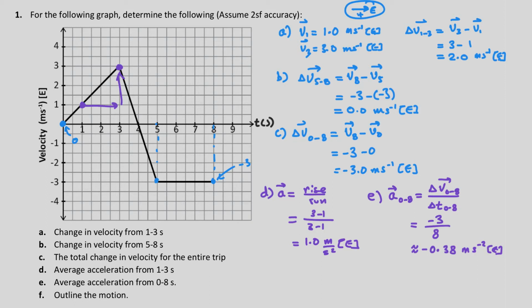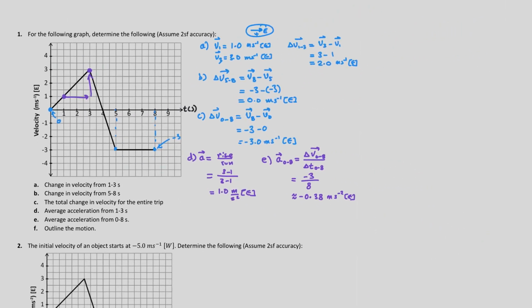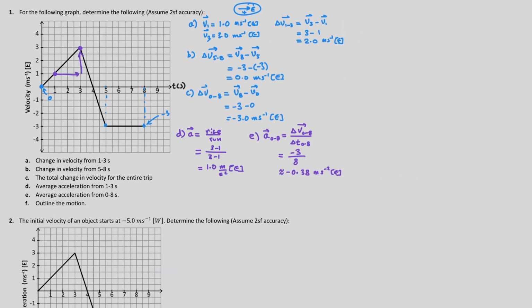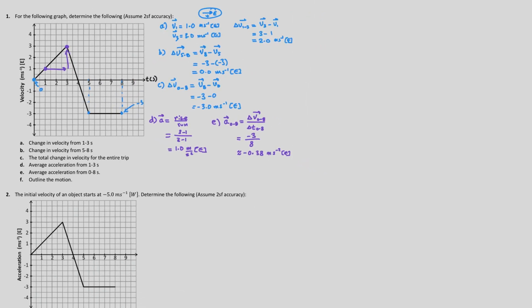Outline the motion. There's a lot happening in here. There are a few regions that we need to consider. Let's do that. We need a little bit more space, so I'm just going to zoom out here and write in this section. The thickness of my pen is going to change, but that should be okay.